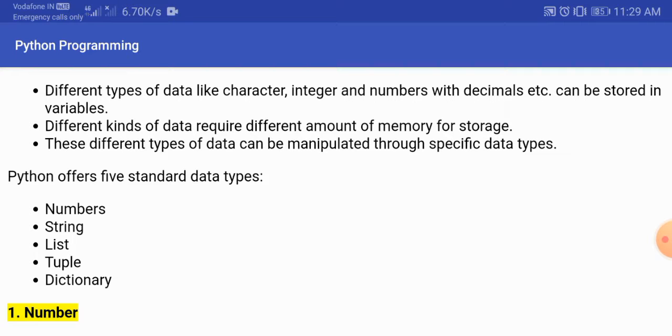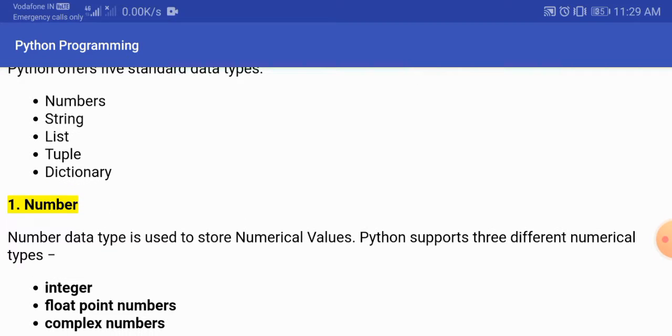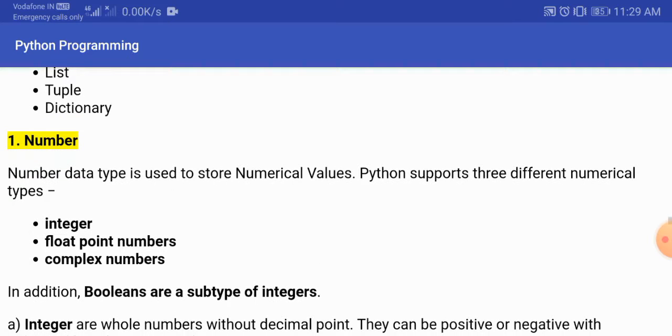First one is numbers, second is string, third is list, fourth is tuple, and fifth one is dictionary. When we are talking about the number data type, it is used to store numerical values. Whenever you are going to store numerical values, all those values are going to be used inside this number data type. Python supports 3 different types of numerical data: an integer value, a floating point number, and complex numbers. First is the integer, second is floating point numbers, and third is complex numbers.